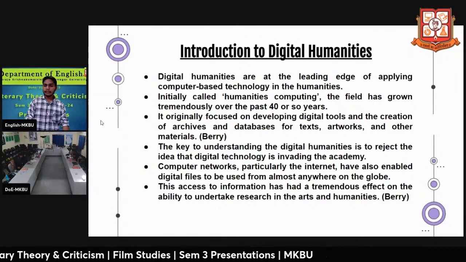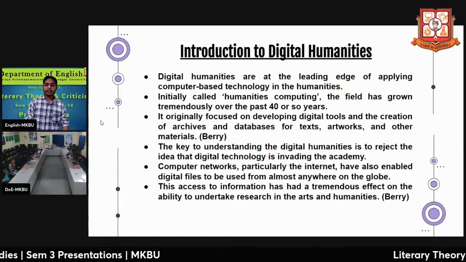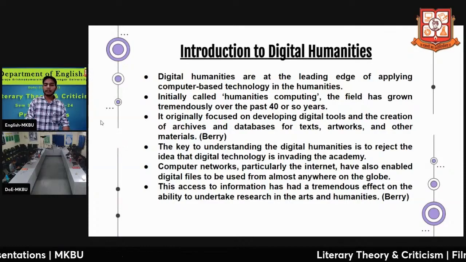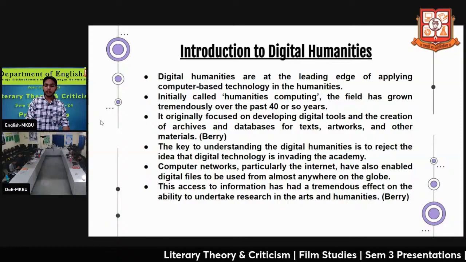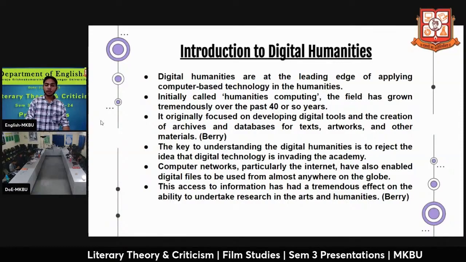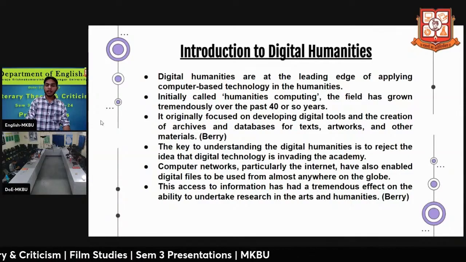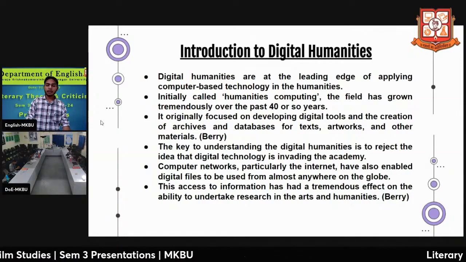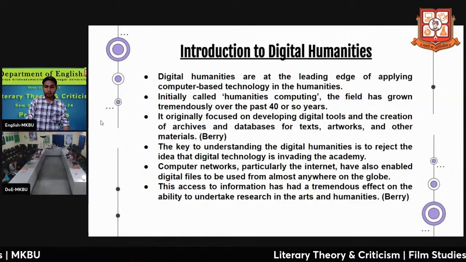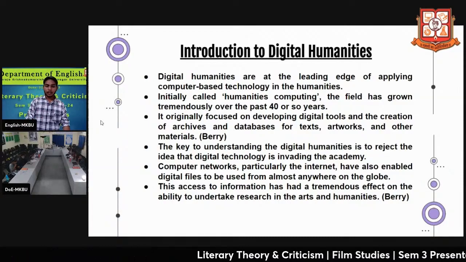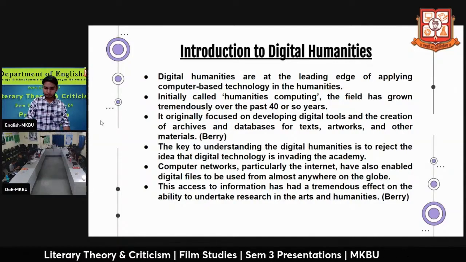The key to understanding the digital humanities is to reject the idea that digital technology is invading the academy. Computer networks, particularly the internet, have also enabled digital files to be used from almost anywhere on the globe. This access to information has had a tremendous effect on the ability to undertake research in the arts and humanities.